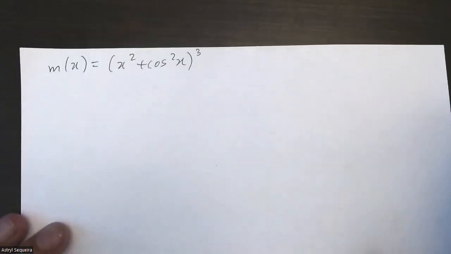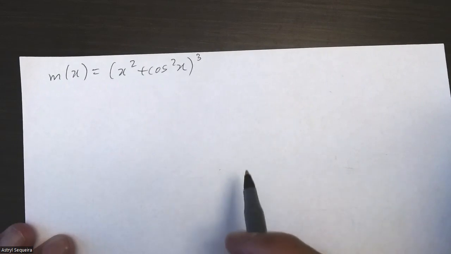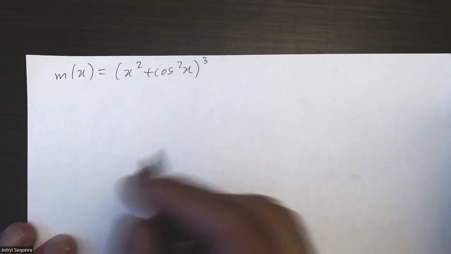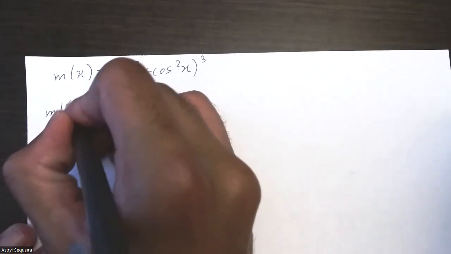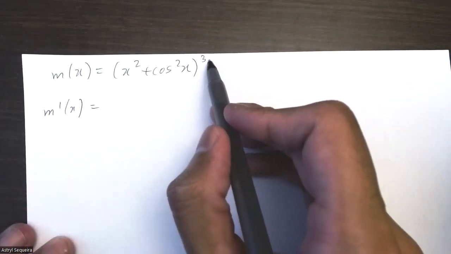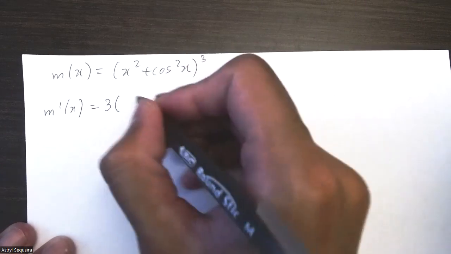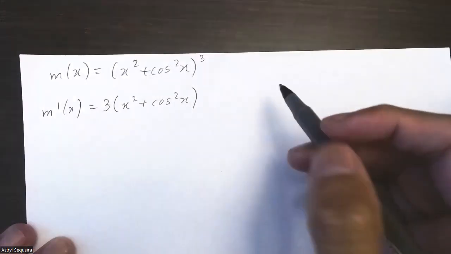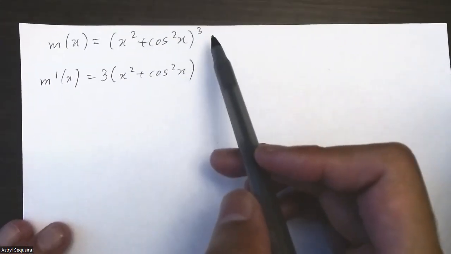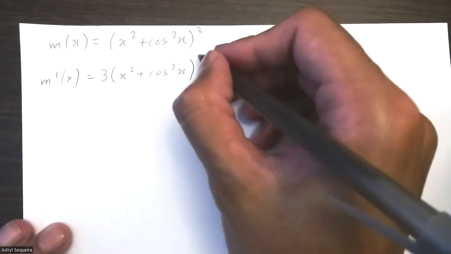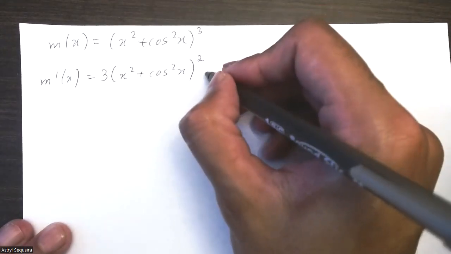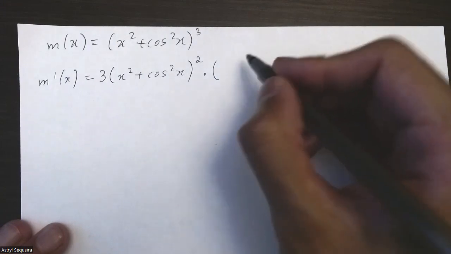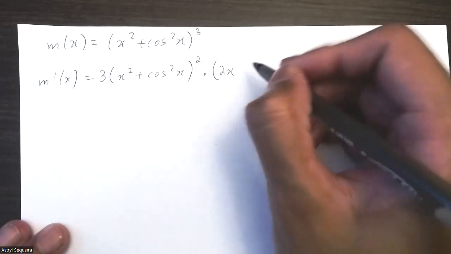And last question, again, it's going to be a chain rule question. There's nothing that I can really simplify before I derive, so I'm just going to derive this straight away. First thing I'll do is bring the exponent to the front, write the exact same thing inside the bracket, and then I'll subtract 1 from my exponent. So my new exponent is 2, and now I have to multiply by the derivative of the inside here. The derivative of x squared is just 2x.